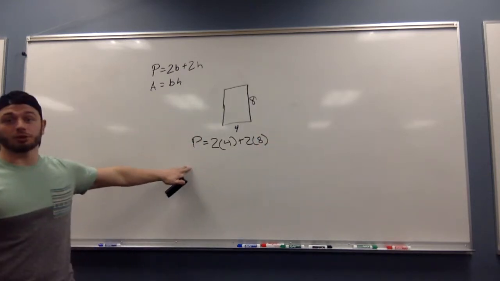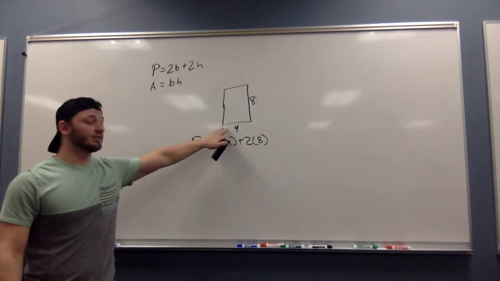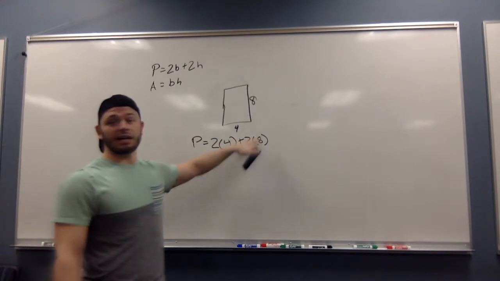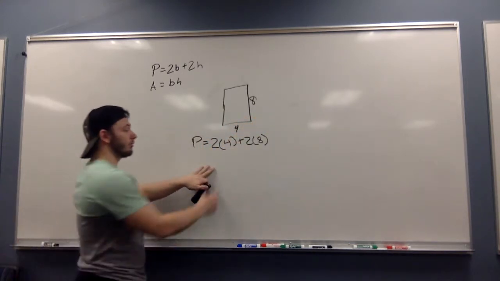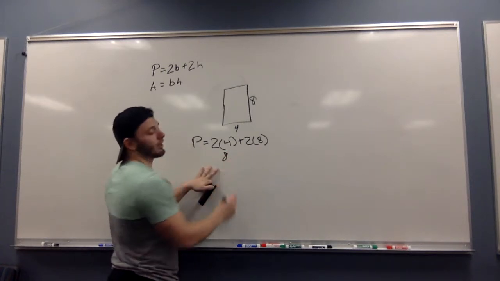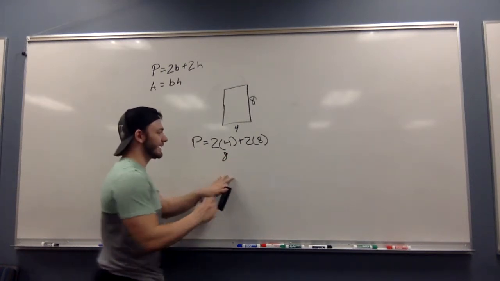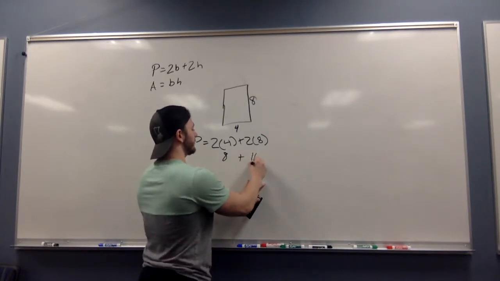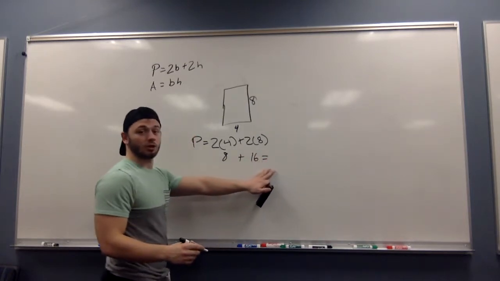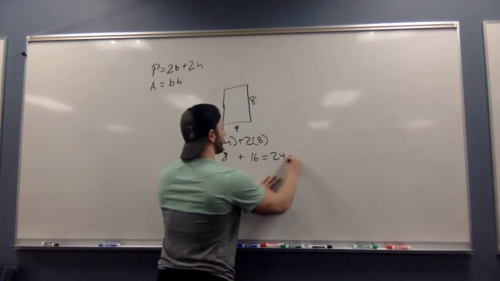So perimeter equals 2 times the base, which in this case is 4, plus 2 times the height, which in this case is 8. So 2 times 4 is 8, plus 2 times 8 is 16. So we get 24 feet.